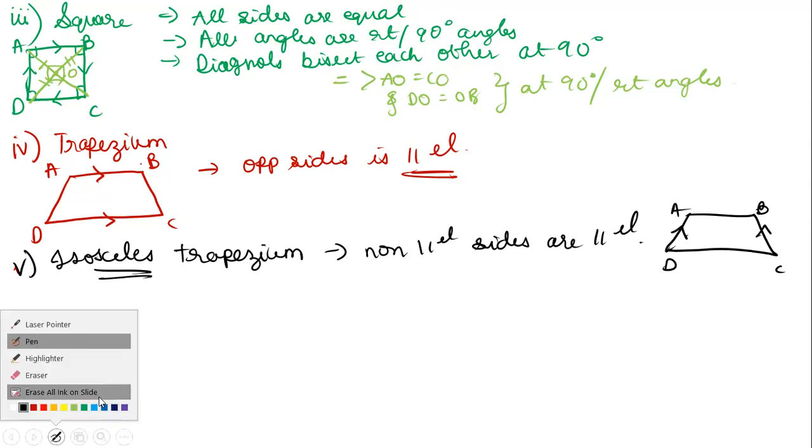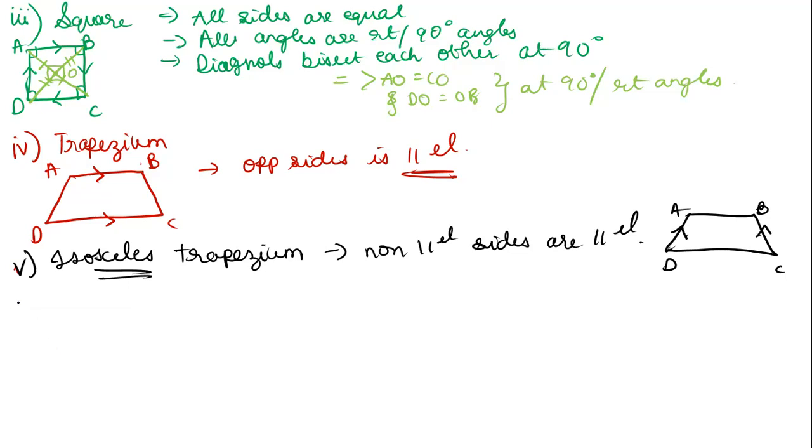Clear? Now moving on to the next quadrilateral, which is the sixth one, rhombus. Now rhombus is also kind of like a square, you can say.